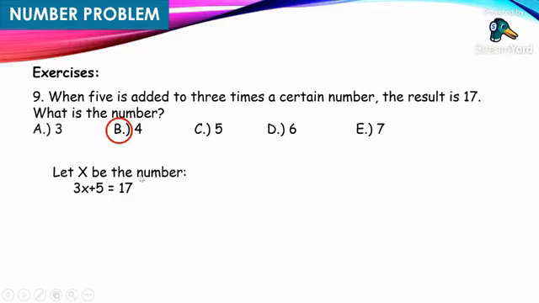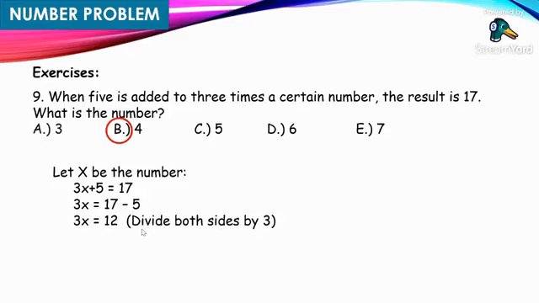Combine like terms, lipat natin si 5. So 17 minus 5 is 12. So 3x is equal to 17 minus 5. So 3x is equal to 12. Then divide both sides natin by 3. So x is equal to 4.